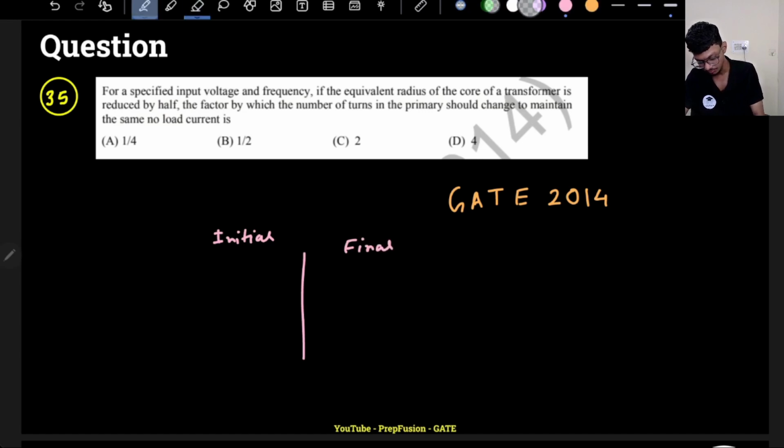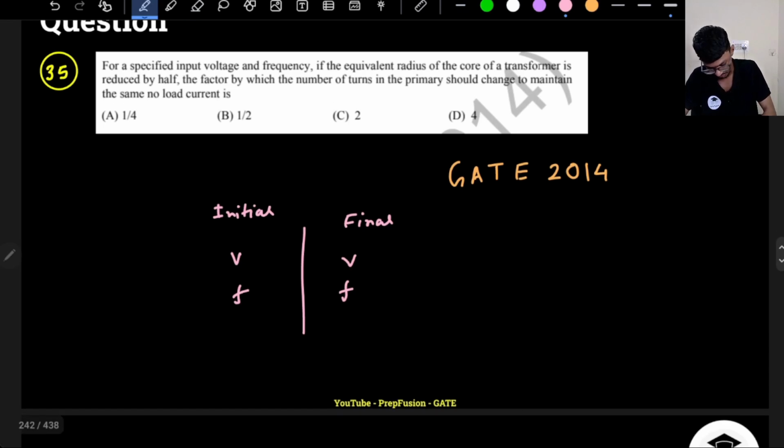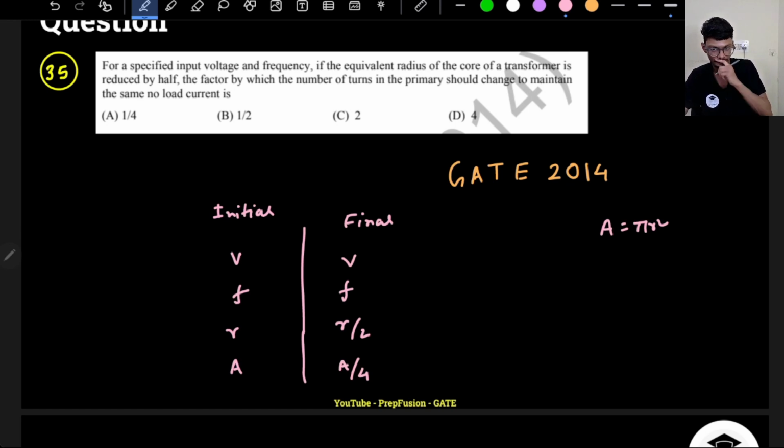Here my voltage is not changing, my frequency is not changing. So V dash is V, f dash is f, but the radius is getting halved. So what will happen to the area of the core? Area is pi r square of the core cross section, so the area will be basically 1/4. Very important point, area will be 1/4.